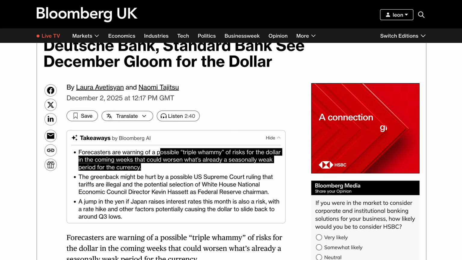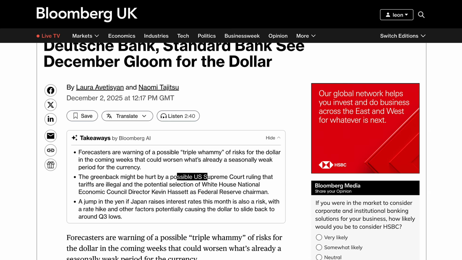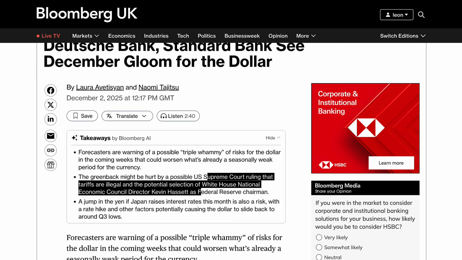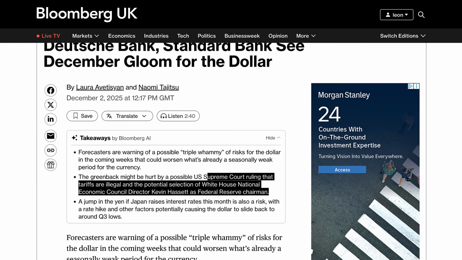And it says here the greenback might be hurt by possible Supreme Court rulings. Second, a Supreme Court ruling that tariffs are illegal, and the potential selection of White House National Economic Council Director Kevin Hassett as Federal Reserve Chairman. And he is seen as being very dovish. Donald Trump is seen as wanting to cut rates even more to help the economy and businesses, and Director Kevin Hassett is seen as an appointee of Donald Trump who shares the same monetary policies. And so that is seen as potentially dovish.